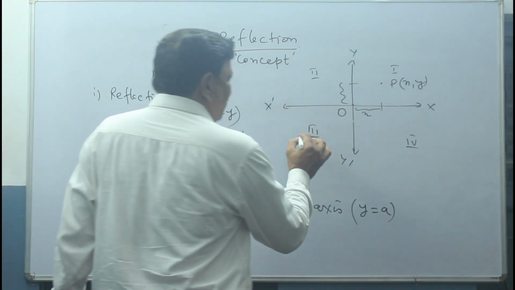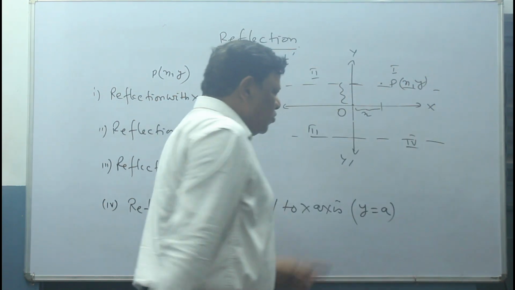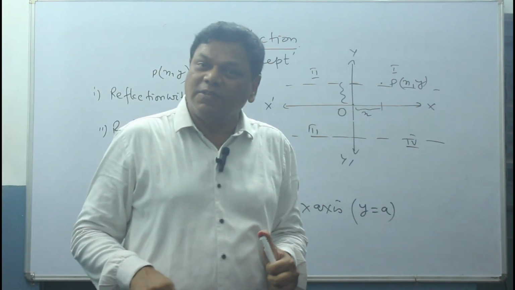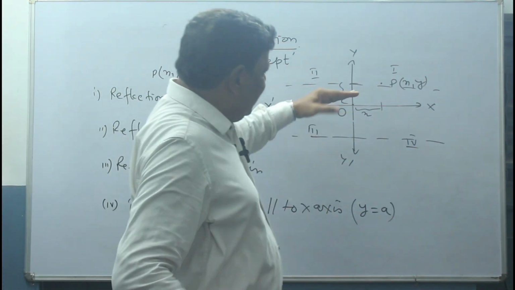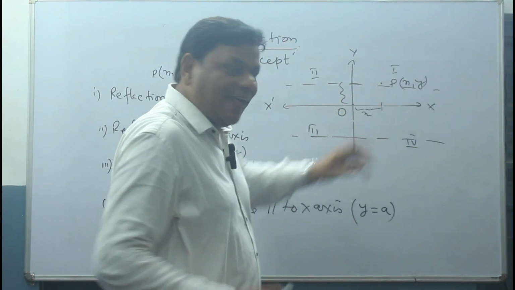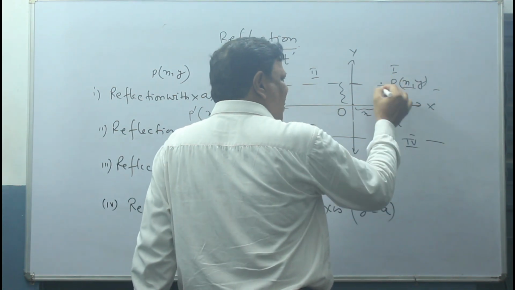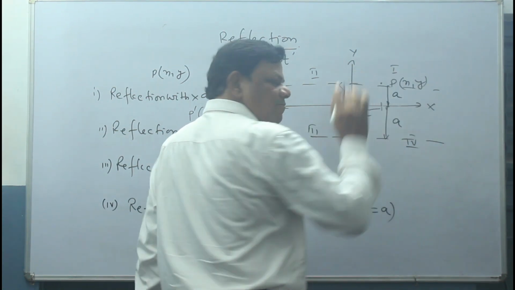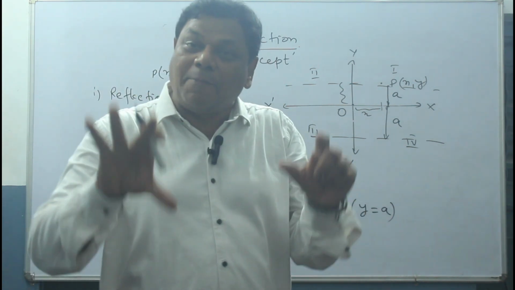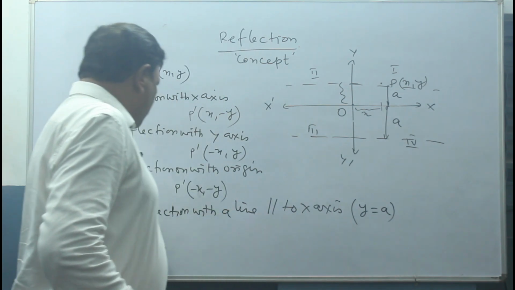Understand? The line may be here or the line may be here. So a may be positive, a may be negative. That depends on the question. If the line is on this side, this is the distance, this point is called a. If the line is here, then this point is called a. So a is positive or negative depending on which side the line is, as given in the question.